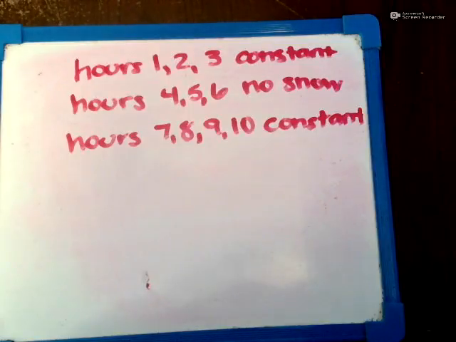Now we're looking at a snowstorm and how much snow was accumulated during that time. So during the first 3 hours, the snow fell at a constant rate. Then the storm stopped for the next 3 hours. And then it started again, and for the next 4 hours, it fell at a constant rate again.